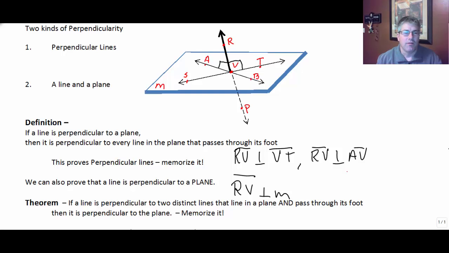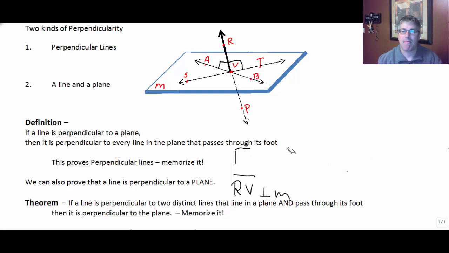So we've got a theorem. We'll use this as a reason in proofs. If a line is perpendicular to two distinct lines that lie in a plane and pass through its foot, then it's perpendicular to the plane. So here we're establishing a line is perpendicular to a plane. So we have just established line RV is now perpendicular to plane M.